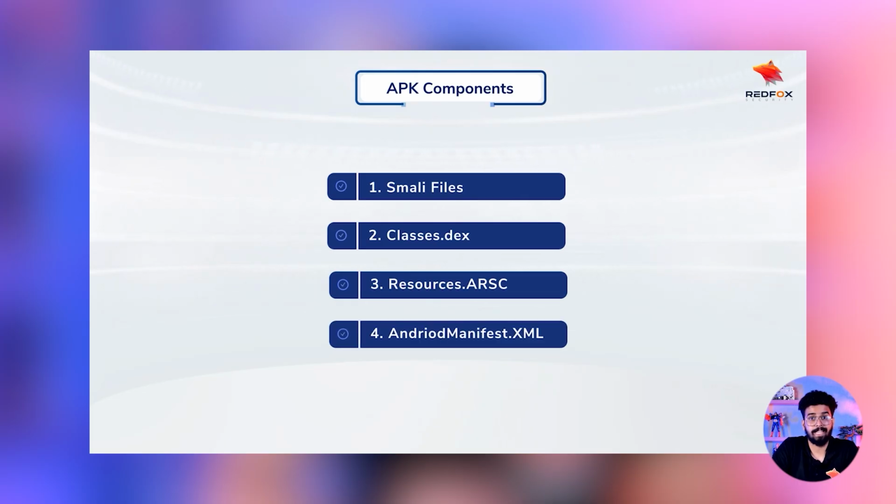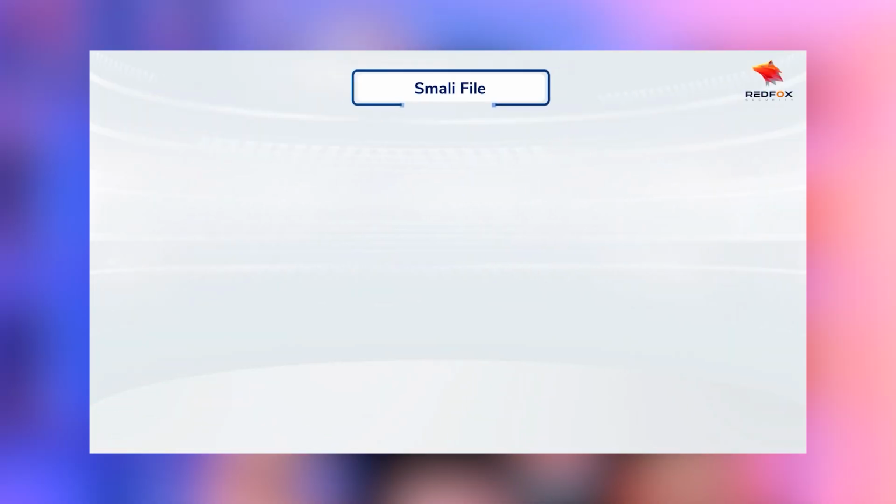APK components. APK files are made up of different components or files, namely small files, classes.dex, resources.arsc, and AndroidManifest.xml. Small file.